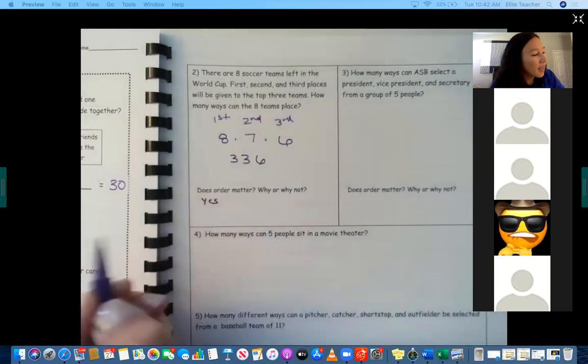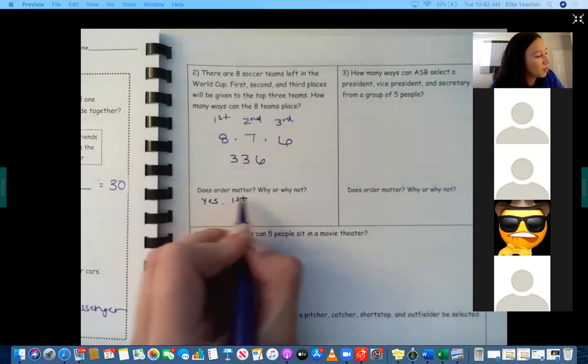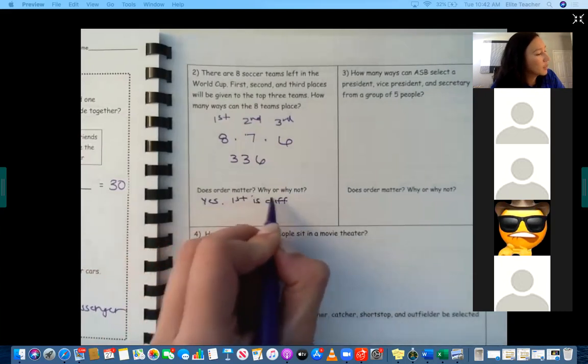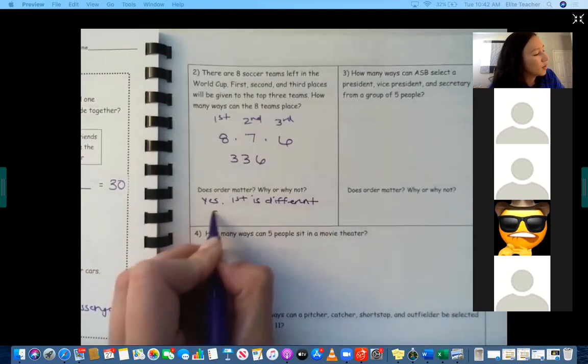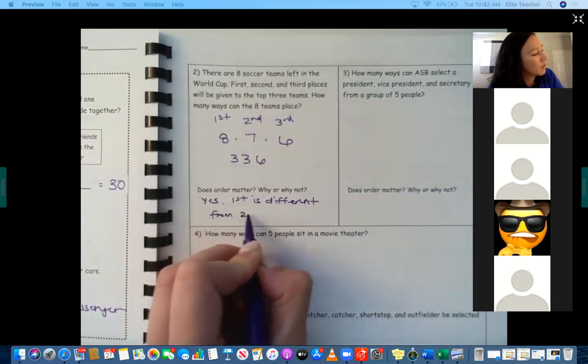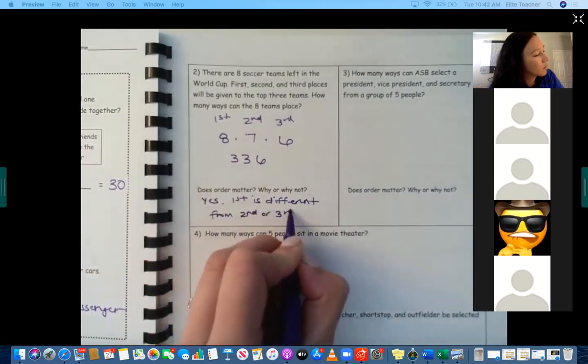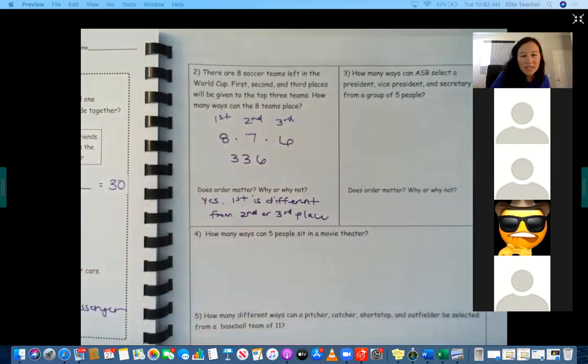Does order matter? Yes. First is different from third place, or from second or third place. So do you guys see the difference between when order matters versus when it doesn't matter? When they give you specifics like first, second, and third, or captain and co-captain. When there's a position involved? Yes, exactly. That's it.